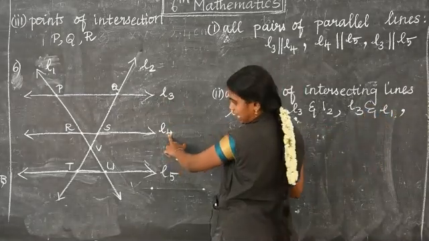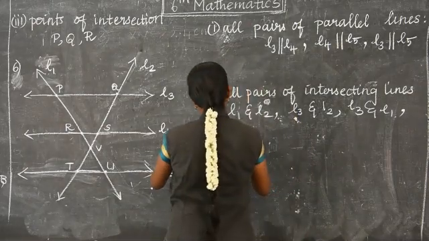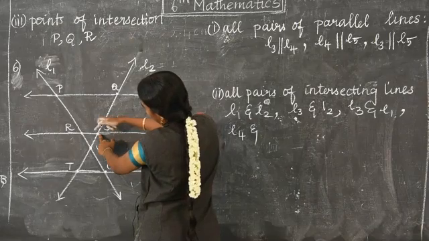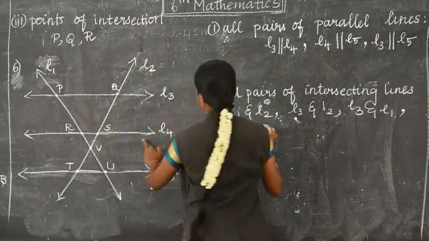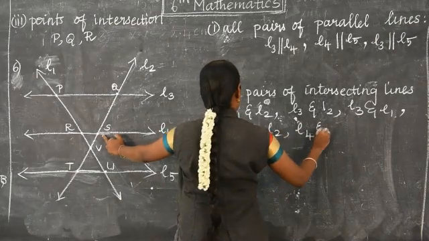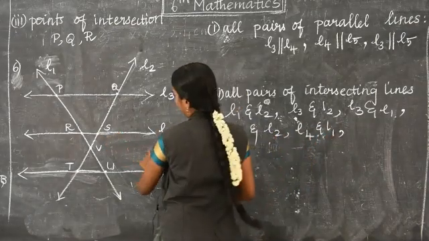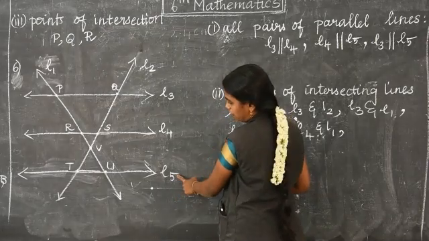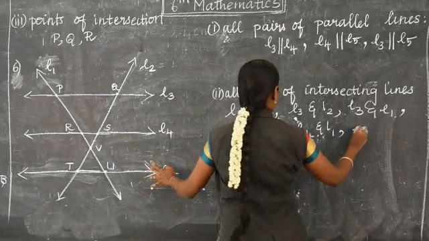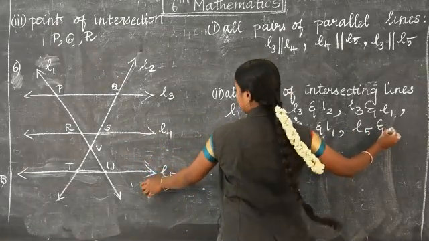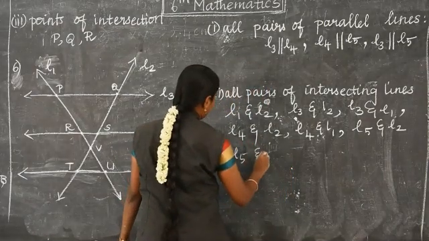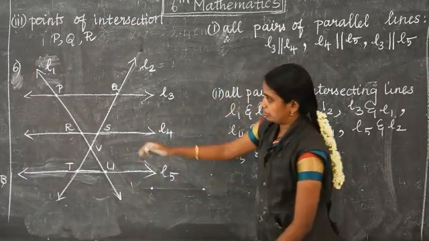Next go for the line L4. Line L4 is cut by the L2 line and L1 line. So L4 cut by L2, L4 cut by L1 also. Next L5. L5 is cut by L1 also, L2 also. Likewise L5 and L2, L5 and L1. Okay, that's all.